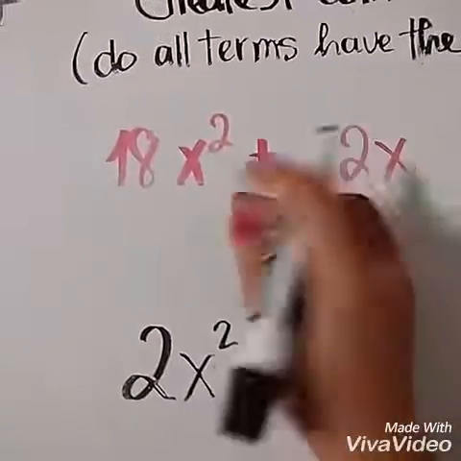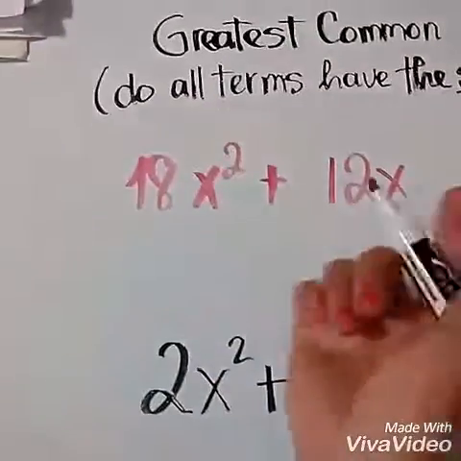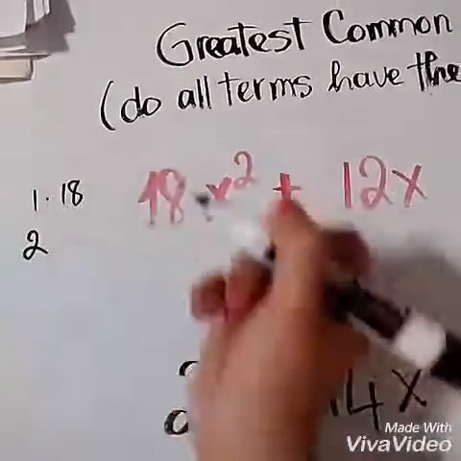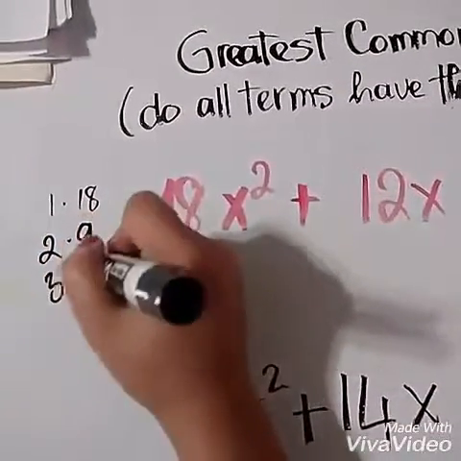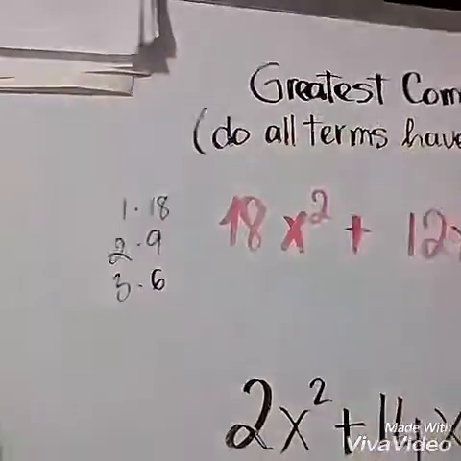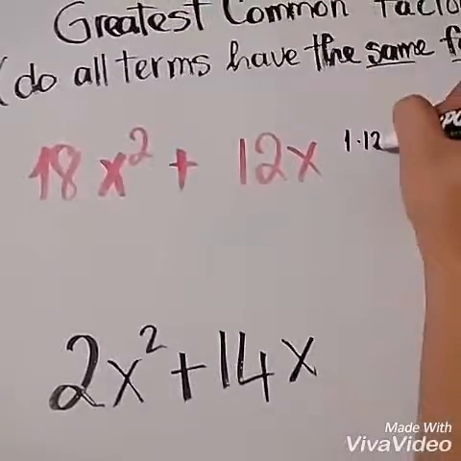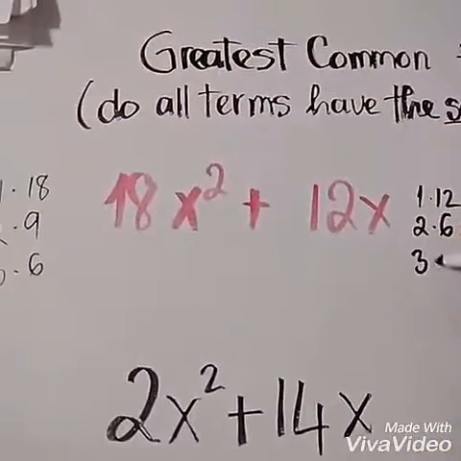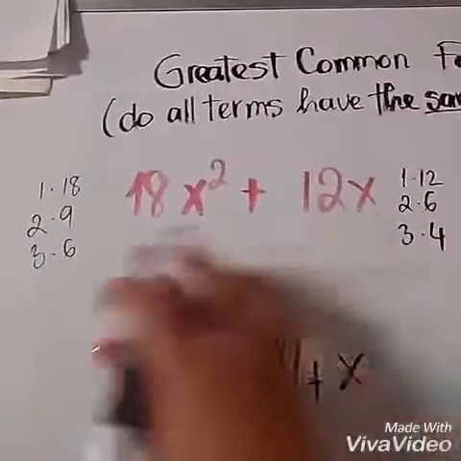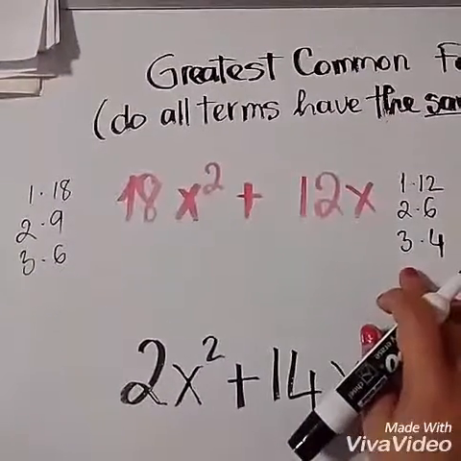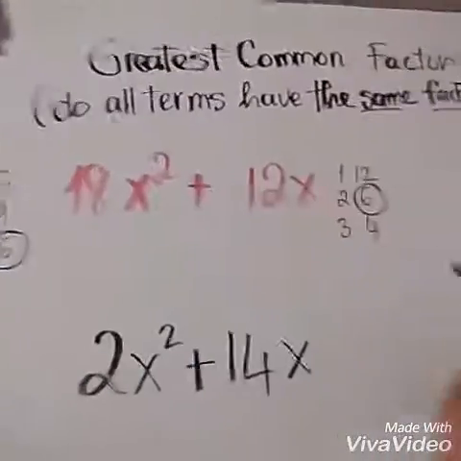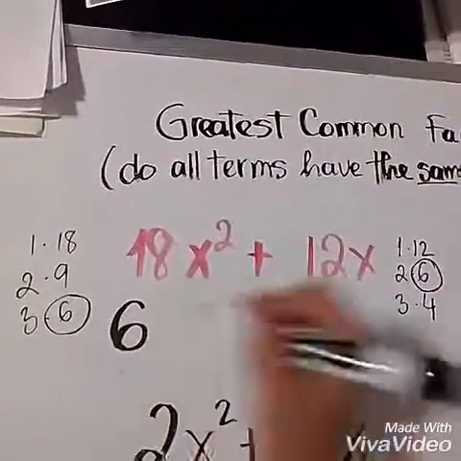So first I'm going to list all the factors of 18. So I have 1 times 18, 2 times 9, 3 times 6, and that's it. And all the factors of 12, I have 1 times 12, 2 times 6, and 3 times 4. Okay, so compare between the factors of 12 and of 18. I have 6. It's the biggest factor that both share. So I'm going to take out 6 right here.